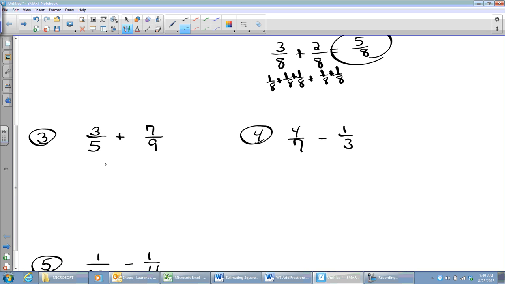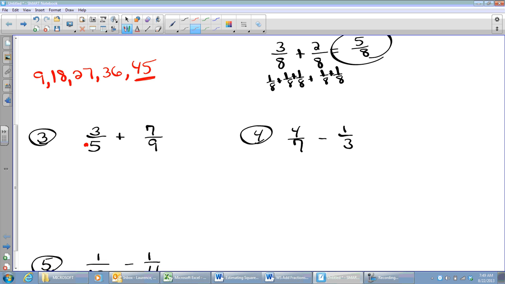I've got 3/5 and 7/9. So I'm going to take the larger denominator and count by it until I get a number that the smaller denominator goes into evenly. All right, so I'm going to count by 9s. 9, 18, 27, 36, 45. Stop! There we go, 45. 9 goes into 45, 5 goes into 45. My common denominator is 45.